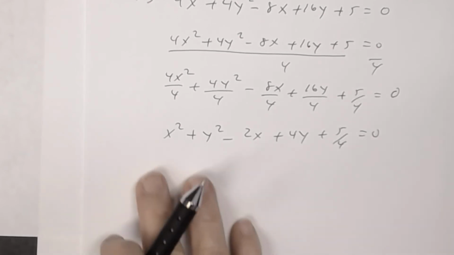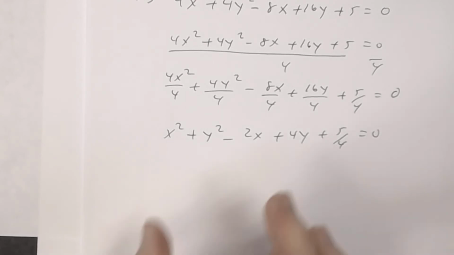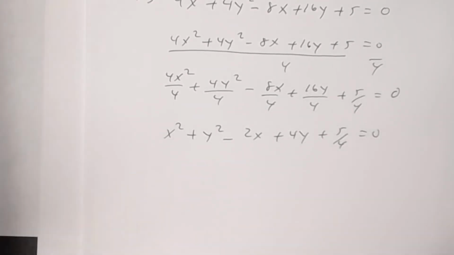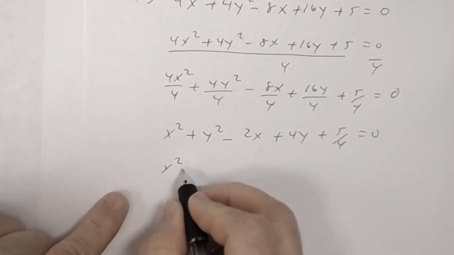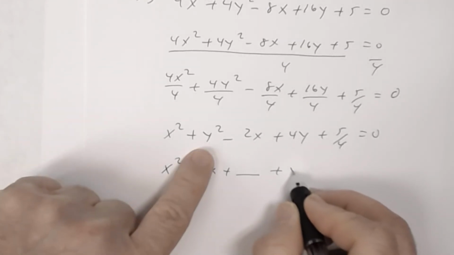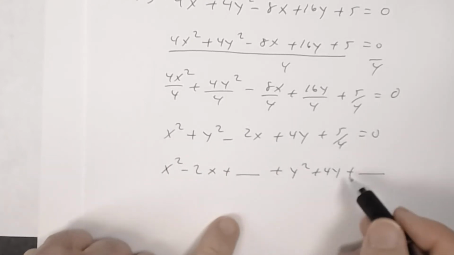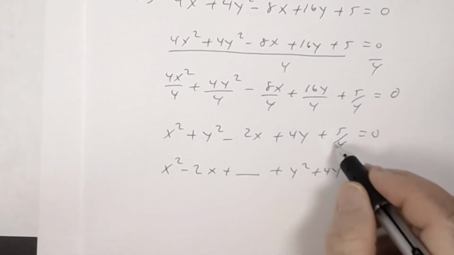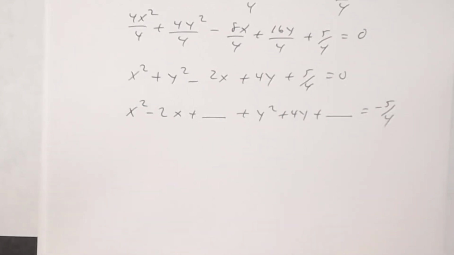Okay? All right, so now I have it in general form. So let's go ahead and group the x's together, group the y's together. So now we're doing step 1. I'm going to write this as x squared minus 2x plus some number plus y squared plus 4y plus some number. So we're going to put all the x's together, put all the y's together. And then remember, I've got to bring that constant to the other side, so I have to subtract 5/4 from both sides. So it'll be minus 5/4 over here.